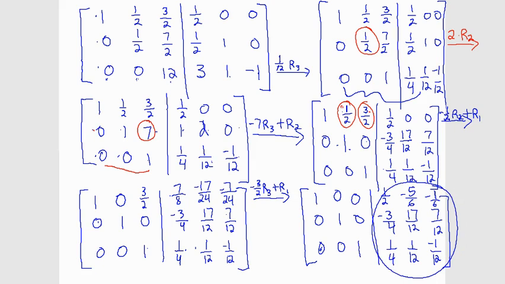If you want to, you can go ahead and check it by multiplying this 3x3 matrix by the original 3x3 matrix. And because we're multiplying inverses, we do it correctly if, when we multiply them, we get the identity matrix in return.